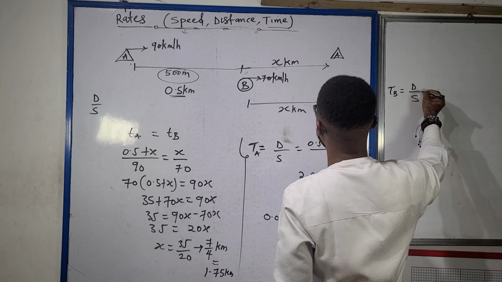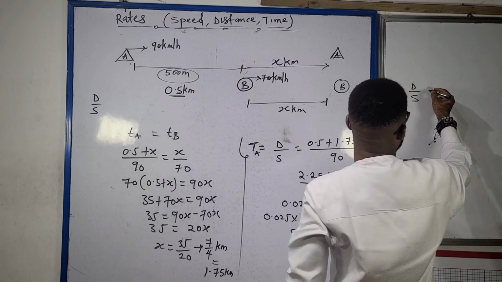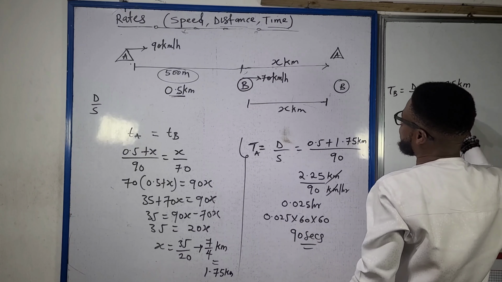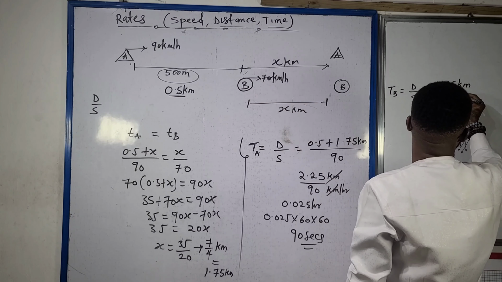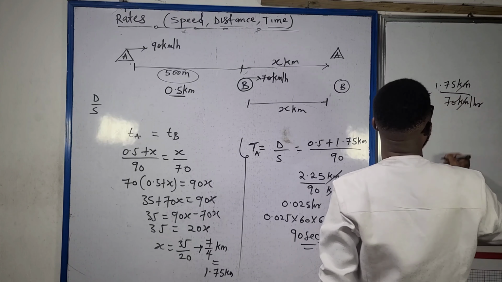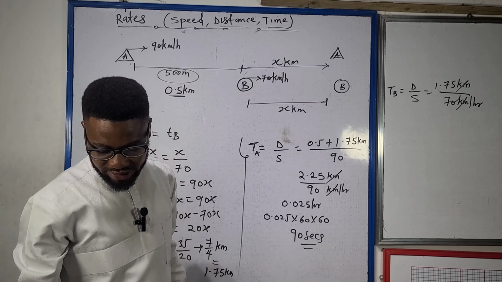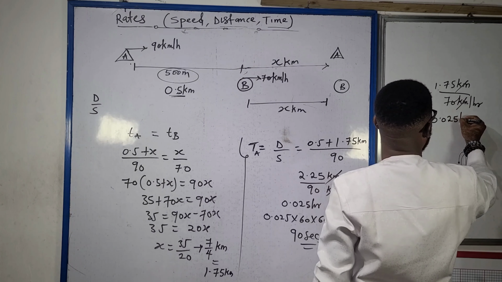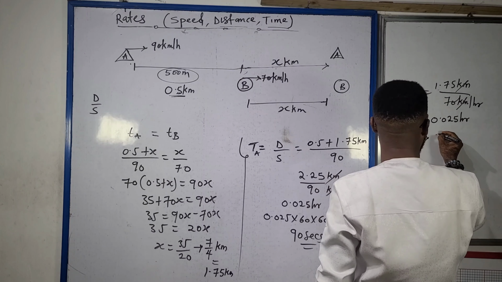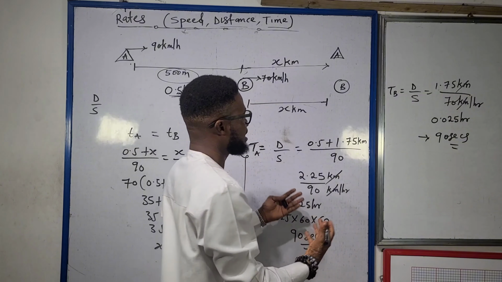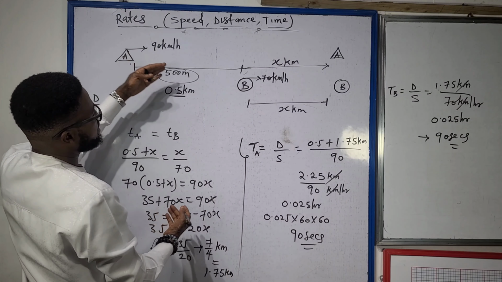So when you look at it, the distance here is just the x, and that is 1.75 kilometers divided by the speed here, which is 70 kilometers per hour. So 1.75 divided by 70 is still going to give you 0.025 hours, which invariably will now mean 90 seconds if you convert. So you can see that it is the same, either you're using A or you're using B.